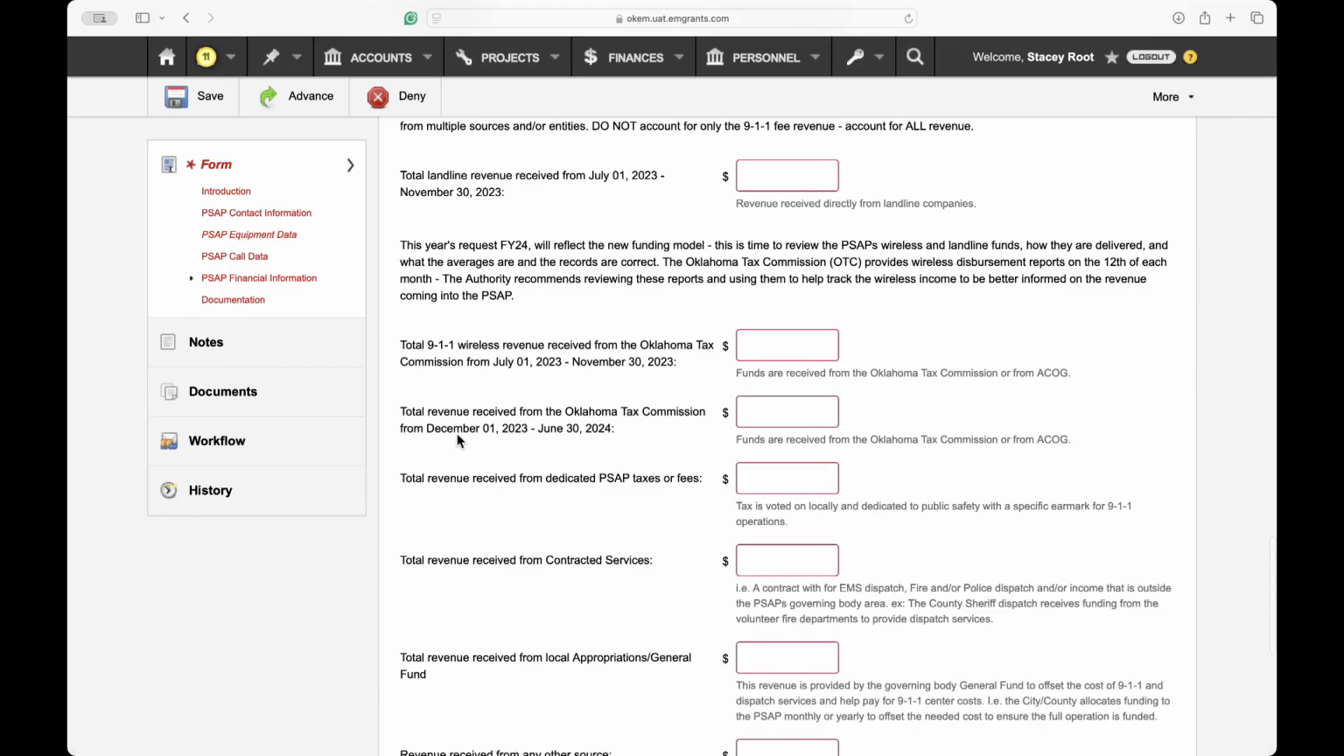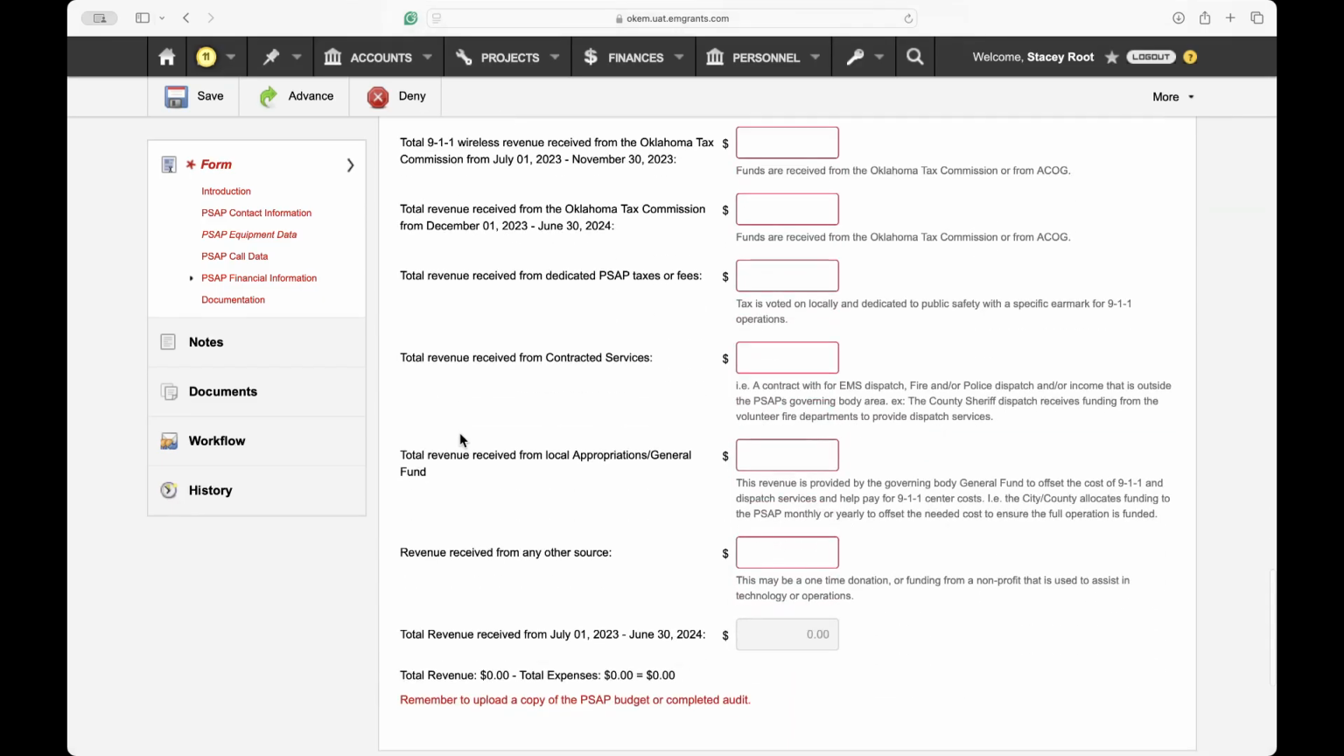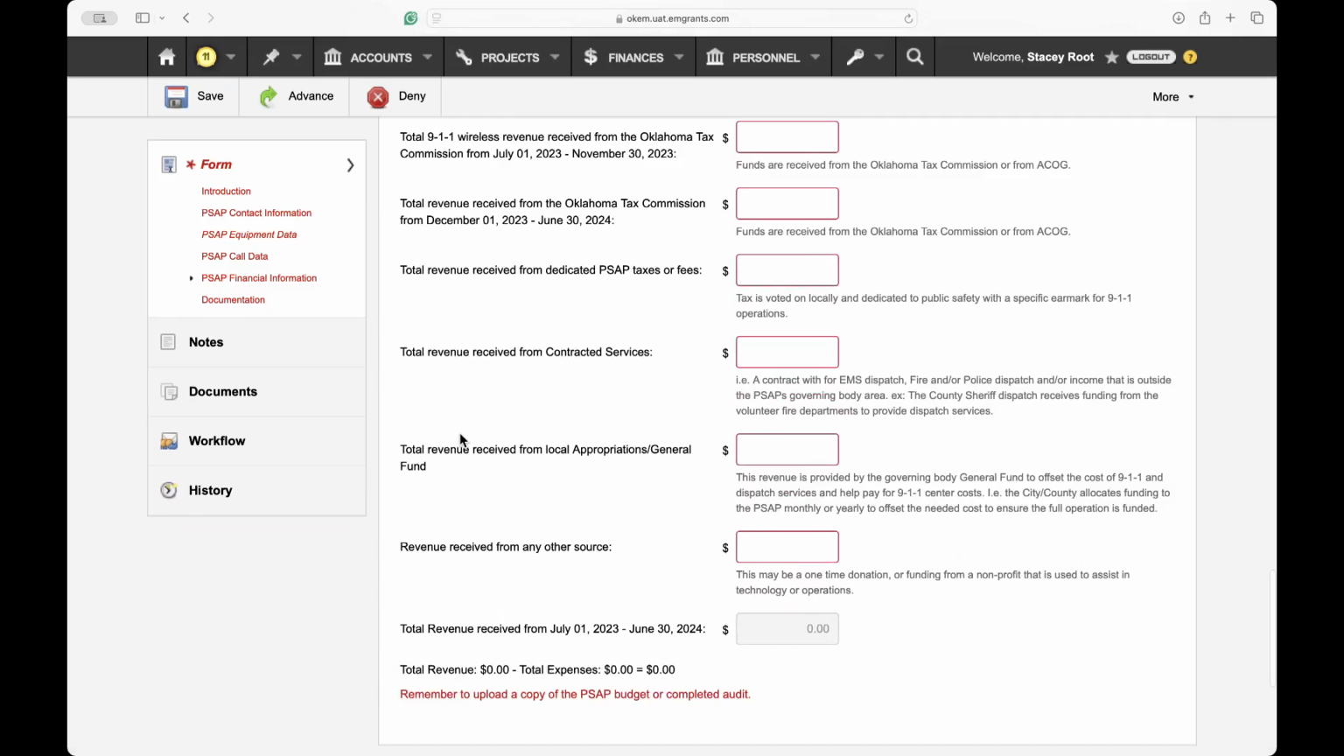The remainder of the revenue is just the same, except, well, not except, but under other, this is something that people mostly miss, is if you receive grant funding during this fiscal year, you can put that grant funding under other. If you received anything like map book sales or donations, that can all be placed in other. And if you have any questions about, is this something I can place there, you can give me a call.